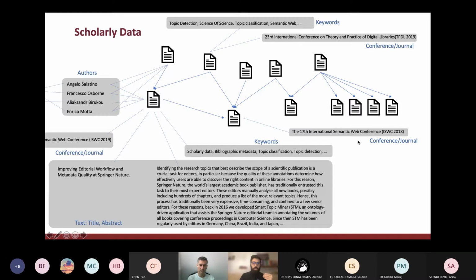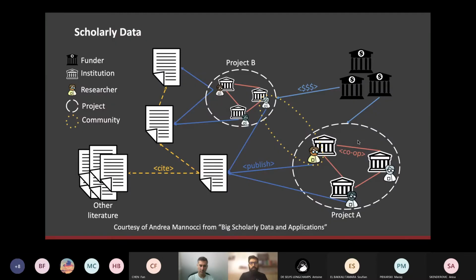And also you can imagine how this very large structure gets interlinked in all possible ways. So it resembles mostly a graph. So you start seeing how the graph comes quite handy for structuring and representing this kind of data. But what happens if, for example, we include other entities like funders, institutions, projects, and communities? It becomes even more complex. You have all sorts of entities all interconnected between each other.